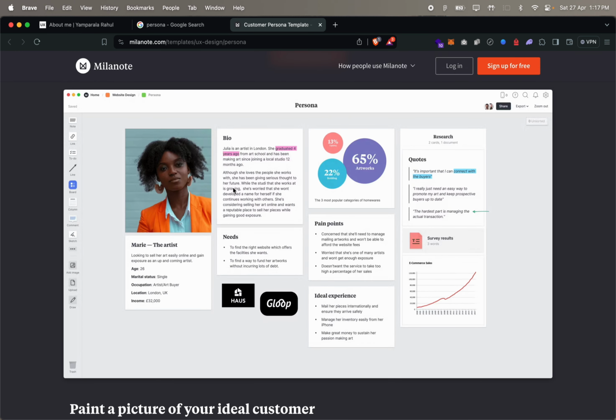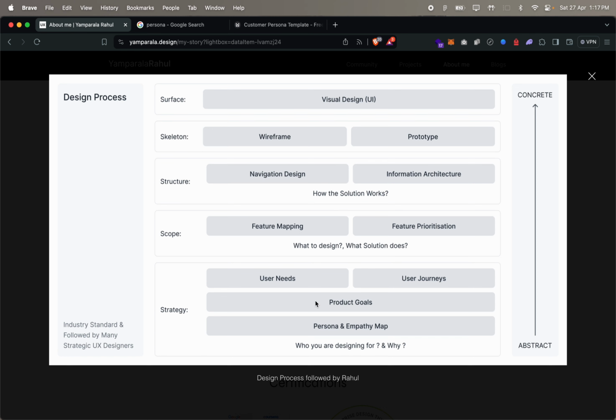This is a persona made by a person in Milanote. You can see there is an image, a bio, their preferences, their pain points, their needs, ideal experience, and their requirements. That is what is mapped out in the strategy. Basically, strategy means understanding the business requirement, what they want to do, and matching it with the user persona, the user who is going to be using it. So that is the strategy.